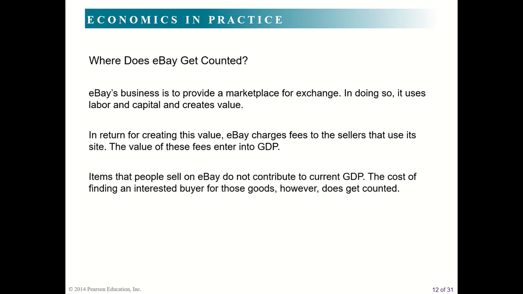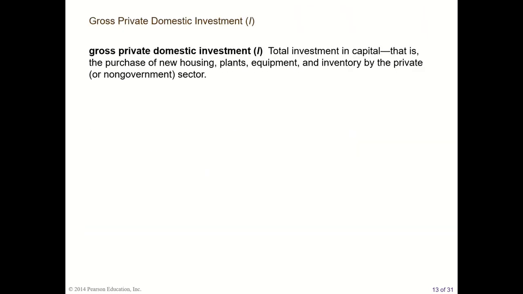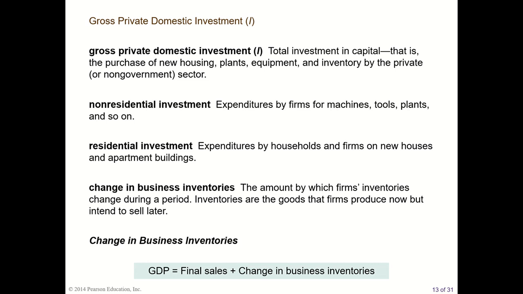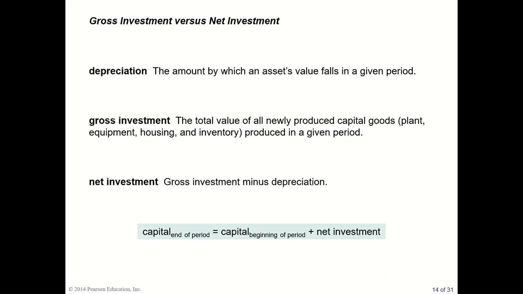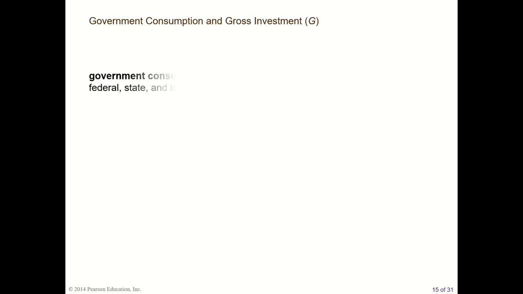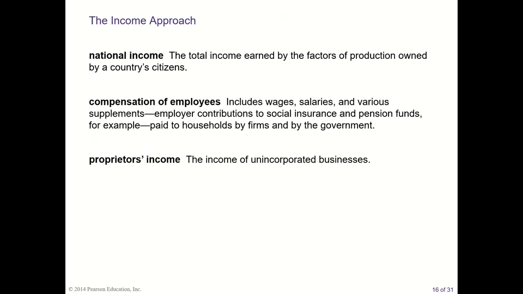So I covered all these. I'm going to skip the eBay stuff. I'm going to skip that. We covered all these. We covered a lot of material today. Any question about the expenditure approach? But this is what we have covered so far. Give me a minute, I'll come back.